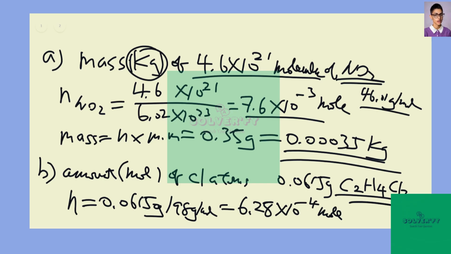But we are interested in the number of moles of chlorine atoms. For each of these molecules, we have 2 chlorine atoms. So we just multiply that by 2. So it's roughly 6.28 times 10 to the negative 4 times 2. So it's 1.26 times 10 to the power of negative 3 moles of chlorine atoms.